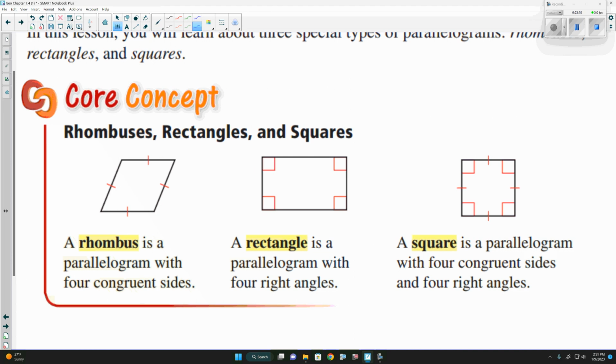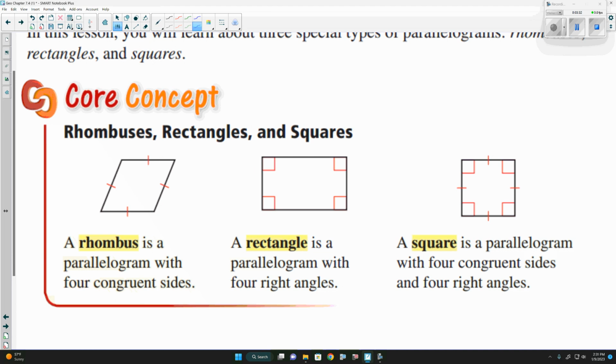So can a square be a rhombus? Can a rhombus be a square? Can a square be a rectangle? Can a rectangle be a square? No. So there are some differences between them, and there is some overlap.